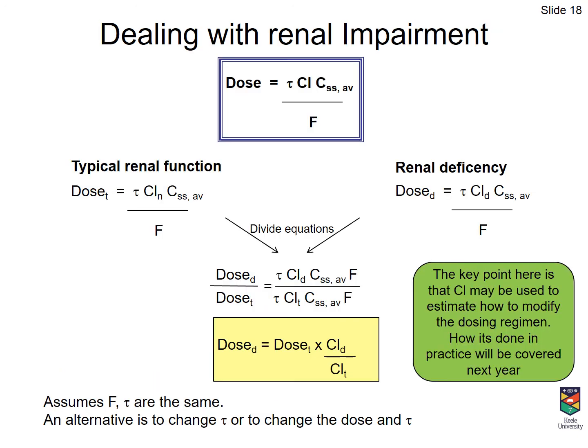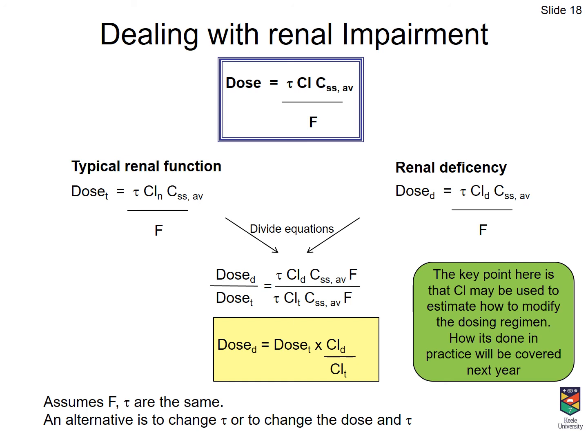And what I'd like to do to finish off is just make a link back to what we did in pharmacokinetics and show you in principle how you could deal with renal impairment to alter the dose. I'm not going to tell you how to do it in practice. That's up to the practice team next year. I just want to make a link between what we've been studying and what you could potentially do.